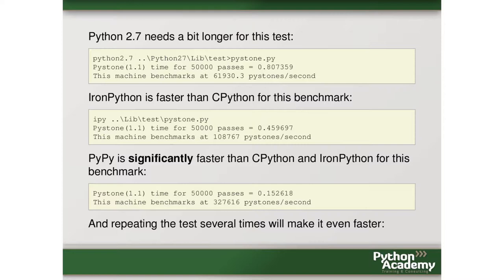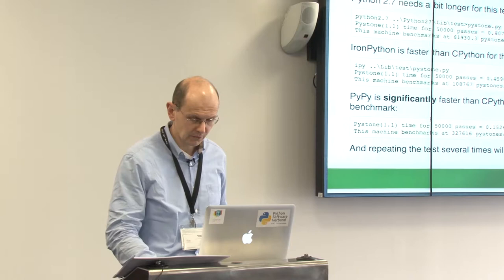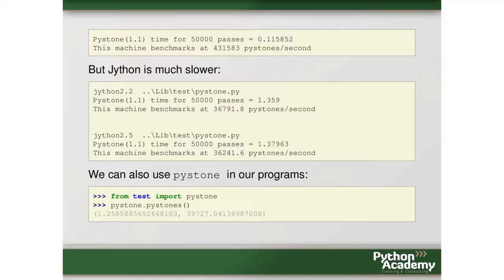If you use PyPy or IronPython, you might see quite different results. You see the numbers going up with IronPython and PyPy. This PyStone measurement gives you a baseline of how fast your Python is. It doesn't apply to everything, but you can see how fast your Python actually works. And if you repeat a test, it sometimes might get even faster. From test import PyStone, you see I have the code here. You can import this from test and run it on your machine, and you can see the measure for your machine. Why doesn't it work?